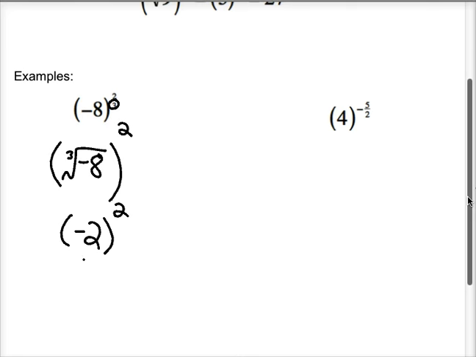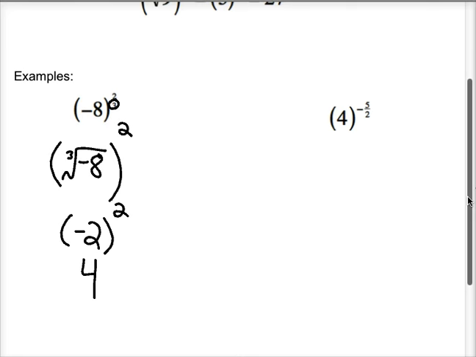-2 squared is going to be 4. So you follow the same steps. Again, the bottom is your root. So you take the cube root of -8, which is -2, square that to give you 4.